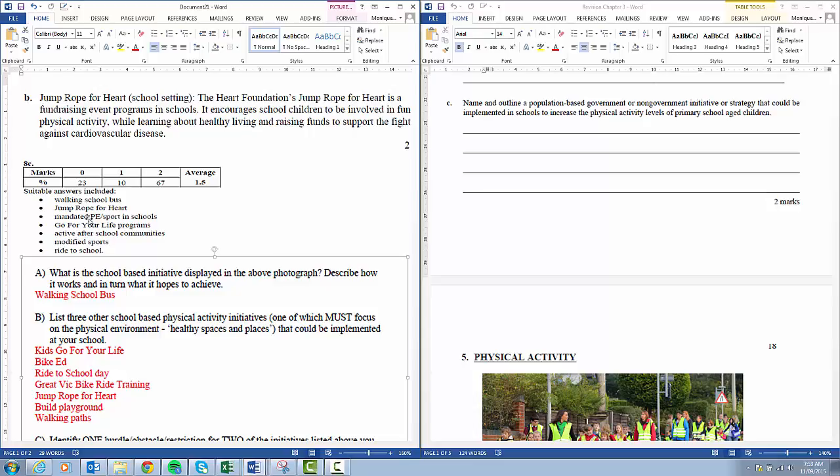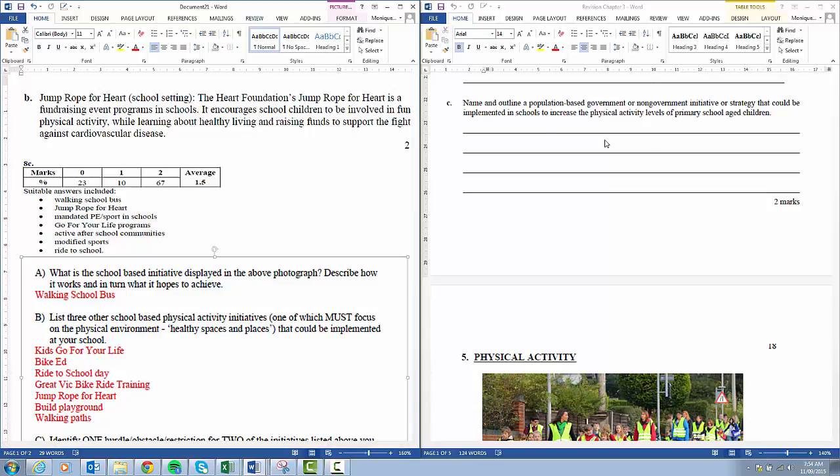And look, it listed the types of responses that they accepted. They accepted ride to school, modified sports, like they're really generous with these sorts of questions. And 67% of the state got 2 marks on it, because what you really needed to do was just to be able to explain how mandated PE will improve physical education. So it's sort of common sense that they've asked thus far.